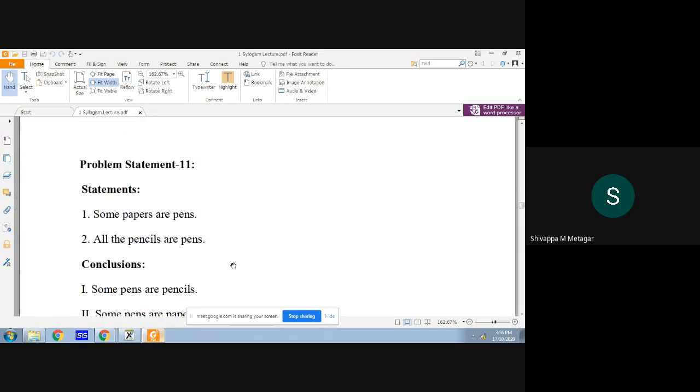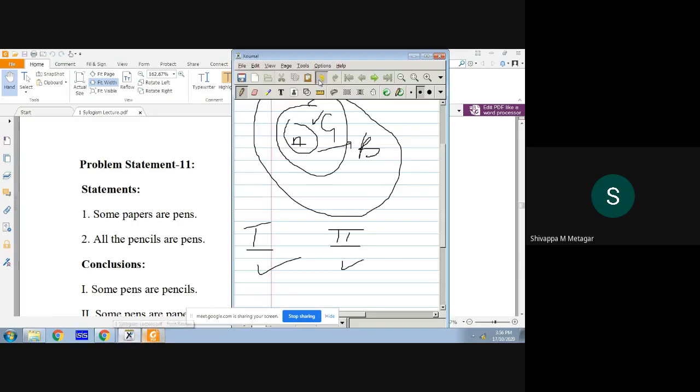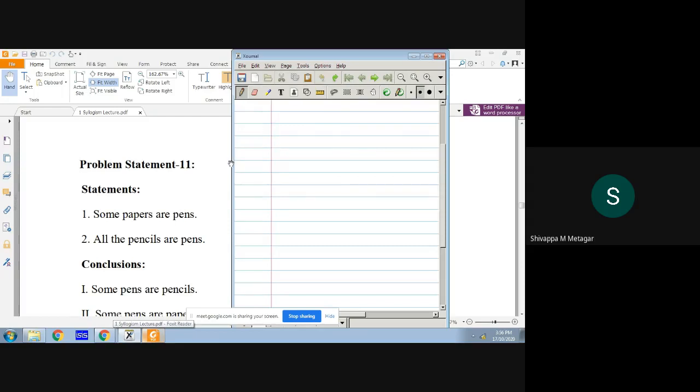Okay. Some other statements are also there. We will solve 2 more problem statements in this one. Next we can go to the next one. Here, some papers are pencils. Here, some papers are pencils and then pens. Okay. And second, all the pencils are pens. All the pencils are pens. This one.